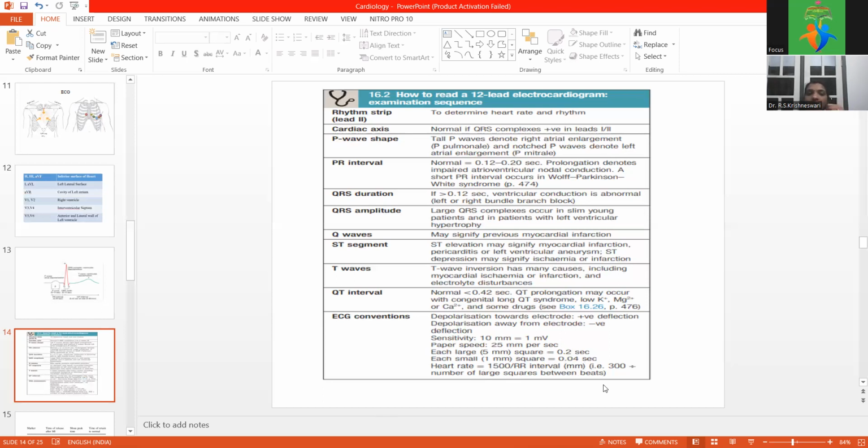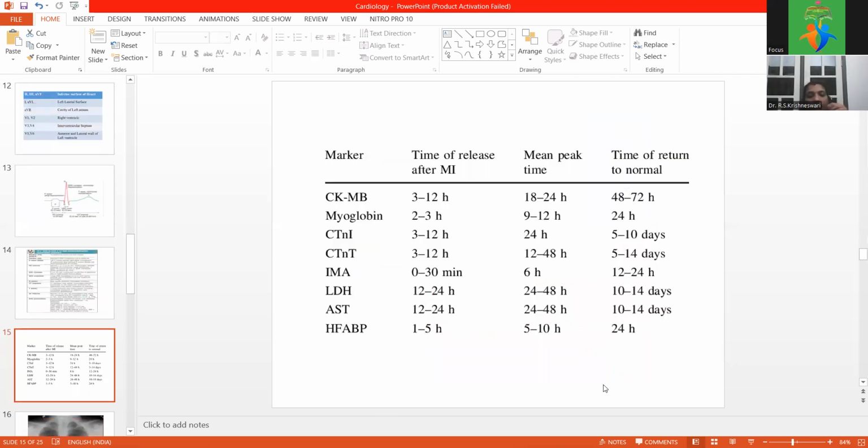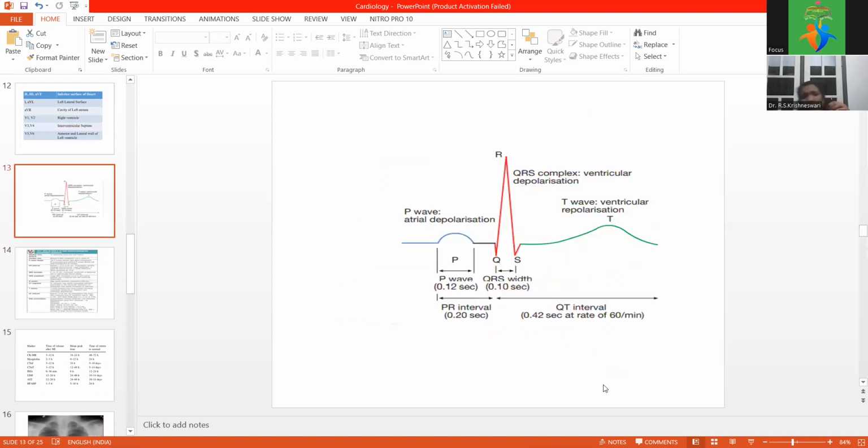So heart rate is 1,500 divided by the number of small squares between the RR interval, or 300 divided by the number of large squares between the RR interval. So hope you understand ECG. These are the important points.